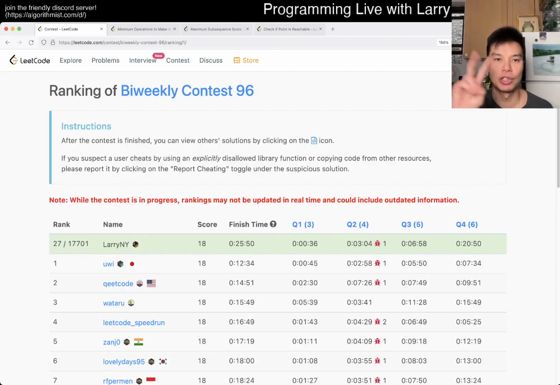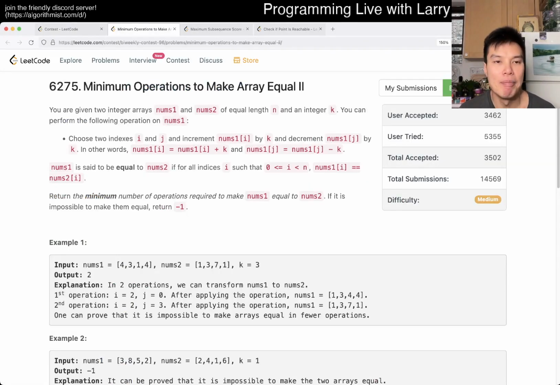This is me going with Q2 of the Biweekly Contest 96. Minimum operations to make array equal 2.